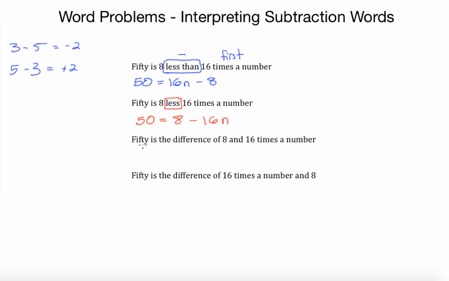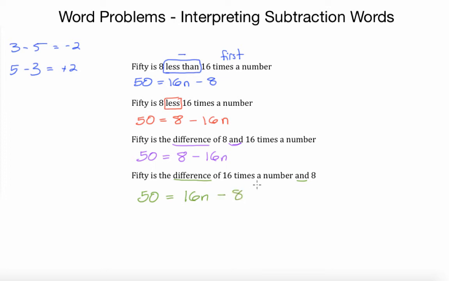Let's look at another one. 50 is the difference of 8 and 16 times a number. If you see the word difference, you can follow the order that it is. So 8 and 16 times a number. Again, that word "and" helps you divide what you're doing before and after the subtraction. Similarly, let's do the last one: 50 is the difference, there's my subtraction again, but this time of 16 times a number and 8. So 16n minus 8.